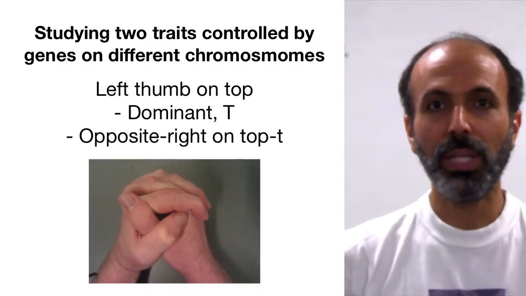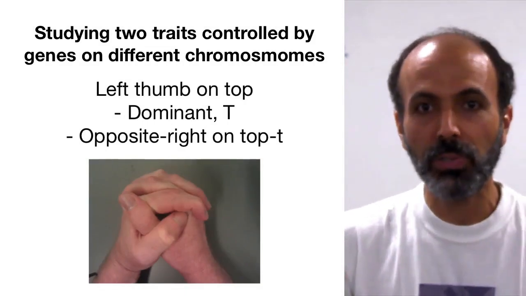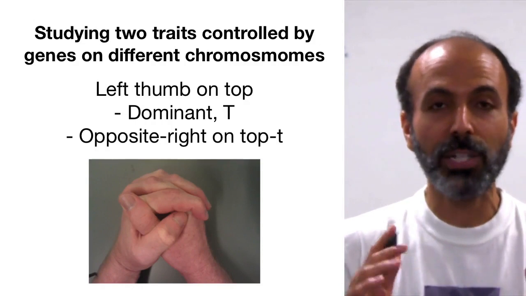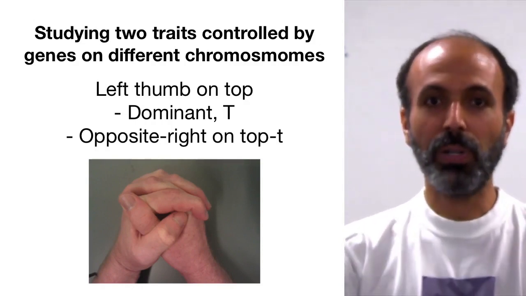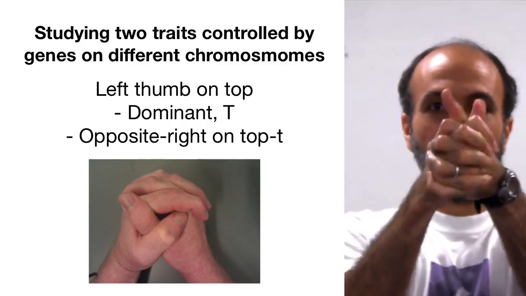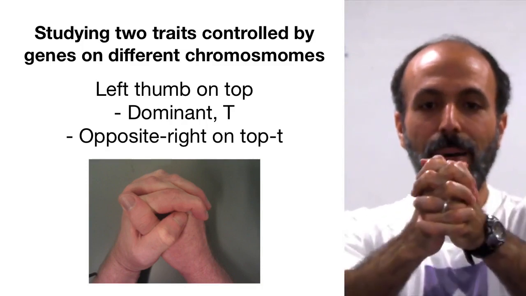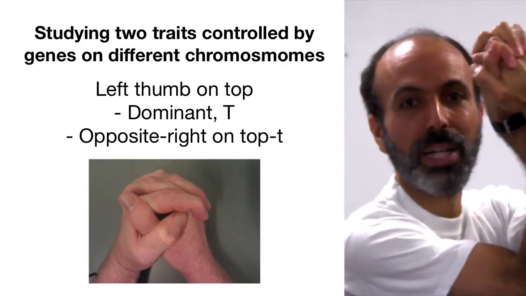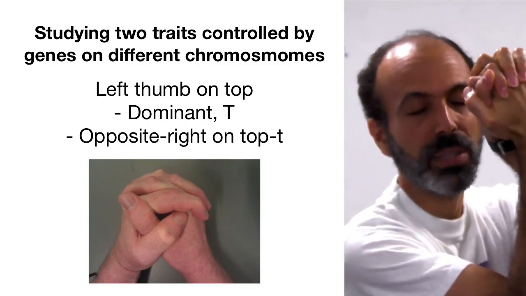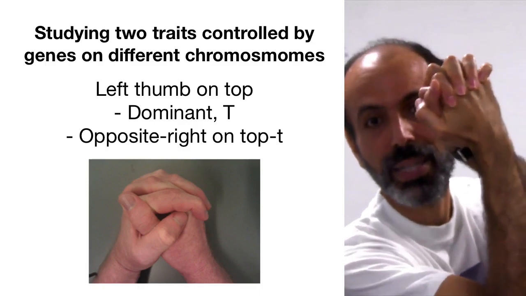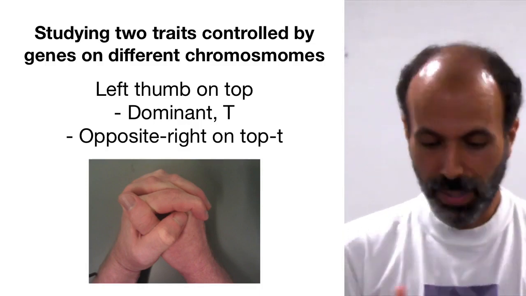In this case, I'm looking at two that show patterns similar to single gene inheritance. They're not actually inherited through single genes. One of them is what happens when you put your hands together like this. Watch. Put your hands together like that and see which thumb is on top. In my case, my right thumb is on top. For a lot of people, the left thumb is on top. For a long time, people thought this was inherited as a single gene. That actually probably isn't true, but just pretend that's the case for right now.